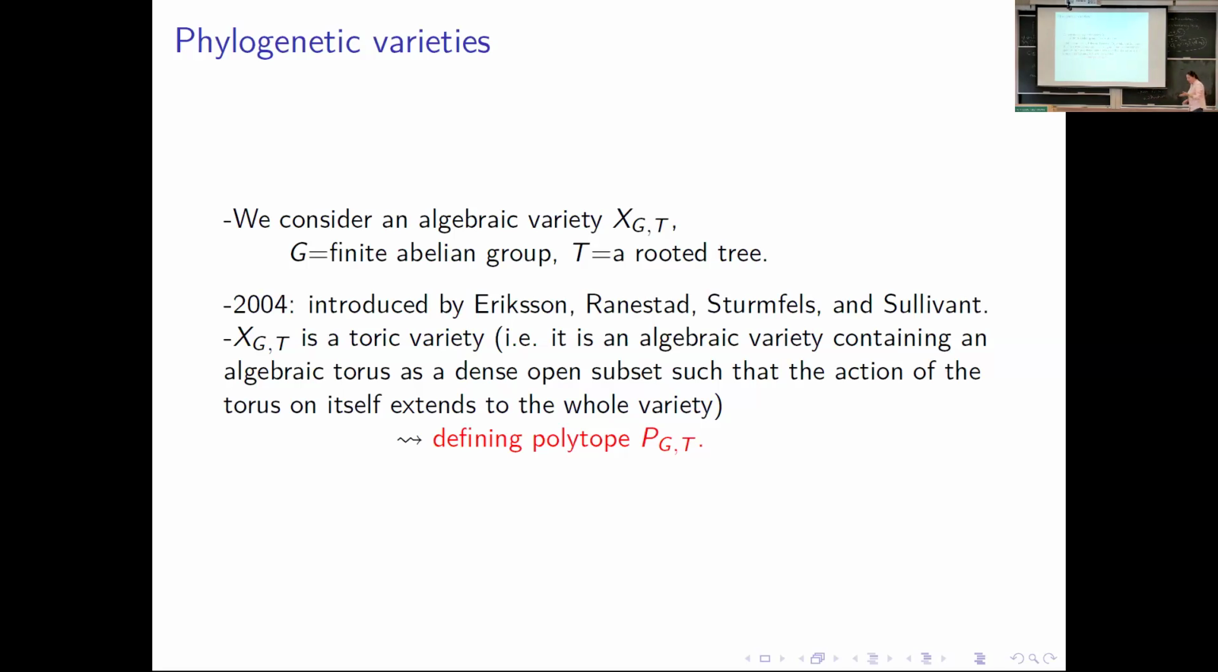These are algebraic varieties introduced by Eriksson, Ranestad, Sturmfels, and Sullivan, and these are called phylogenetic varieties. More precisely, these are group-based phylogenetic varieties. In fact, these are toric varieties, and I will not present the construction of these varieties because, being a toric variety, it implies that their geometry is encoded by their polytopes. So I will switch to polytopes, and I will talk about the polytopes.